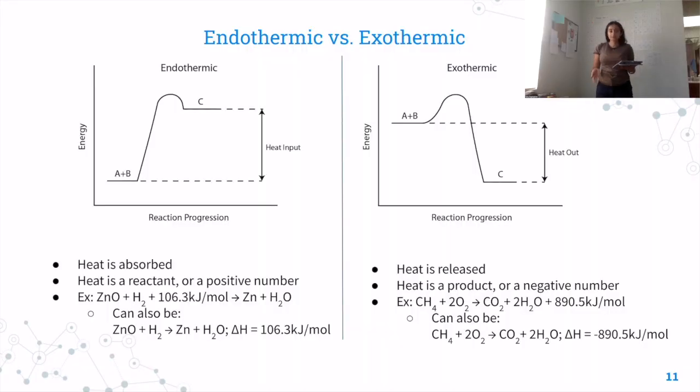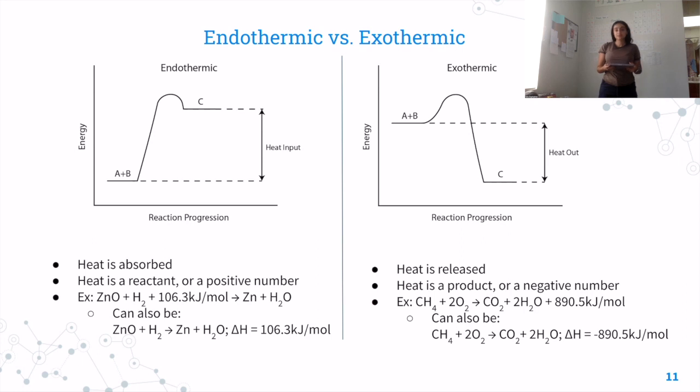So endothermic versus exothermic, what's the difference? These two words are used a lot. So I've included graphs. We're first going to go over endothermic reactions. In endothermic reactions, the products have more heat than the reactants, which means heat is absorbed or heat is required for the reaction to happen.